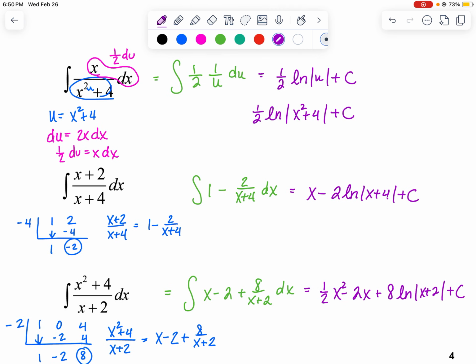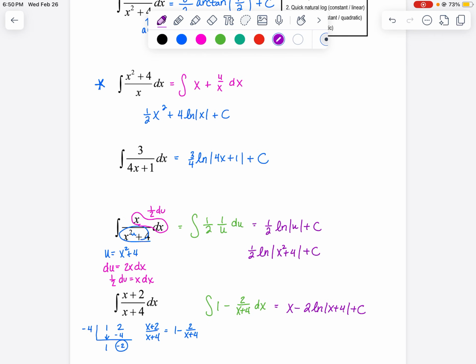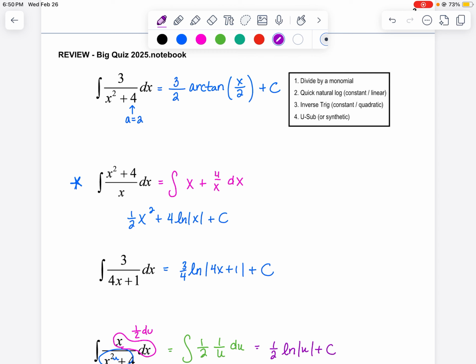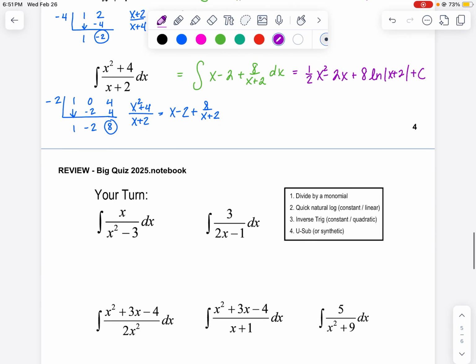So there we have 3 different types of U substitutions. And then we had arctangent to start with. We had divide by a monomial, and then we had quick reverse chain rule. So that's all our different types.